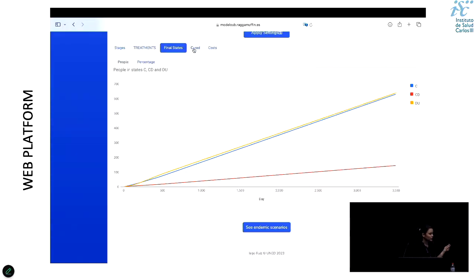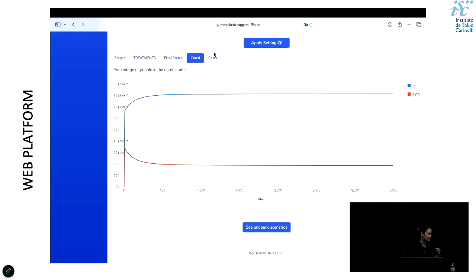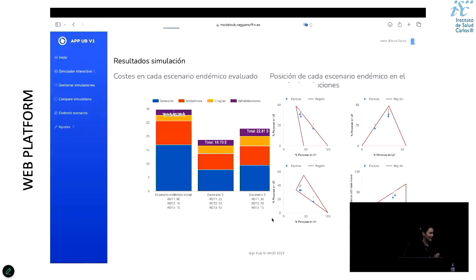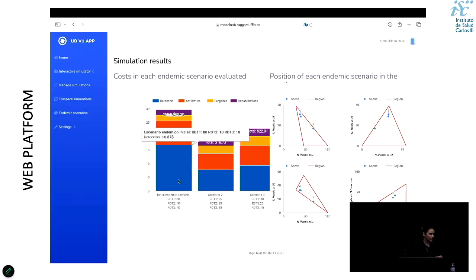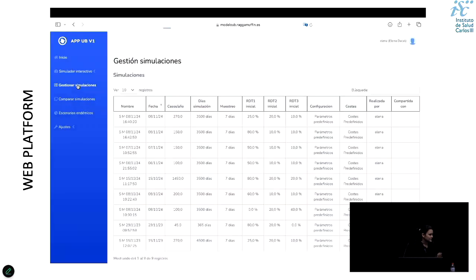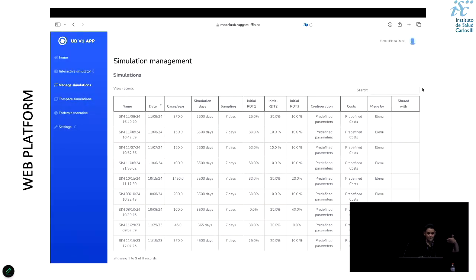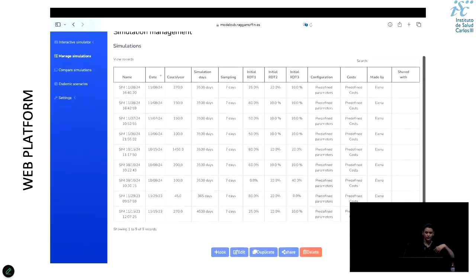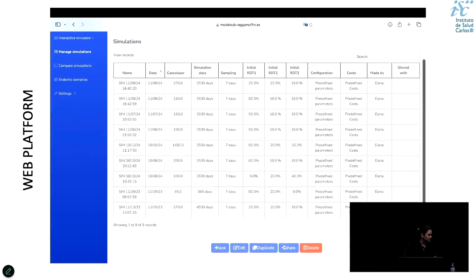lesions, but also in treatments and the final states. And we have here a simulation of the detection codes. It's very simple. And you can see these results in graph mode to give another experience. Also, you can create different simulations and compare between them, to share with other colleagues and get their opinion.